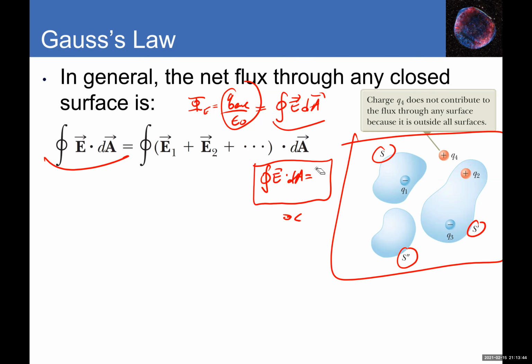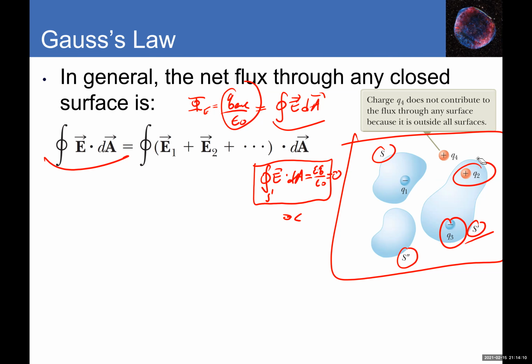For S prime, well, S prime has Q2 and Q3. So this would have been a net Q over epsilon naught. But because Q2 and Q3 have, assuming the same magnitude, opposite polarity, this would have been 0. That means my electric flux for that surface S prime would have been 0, and that's because the net charge is 0.